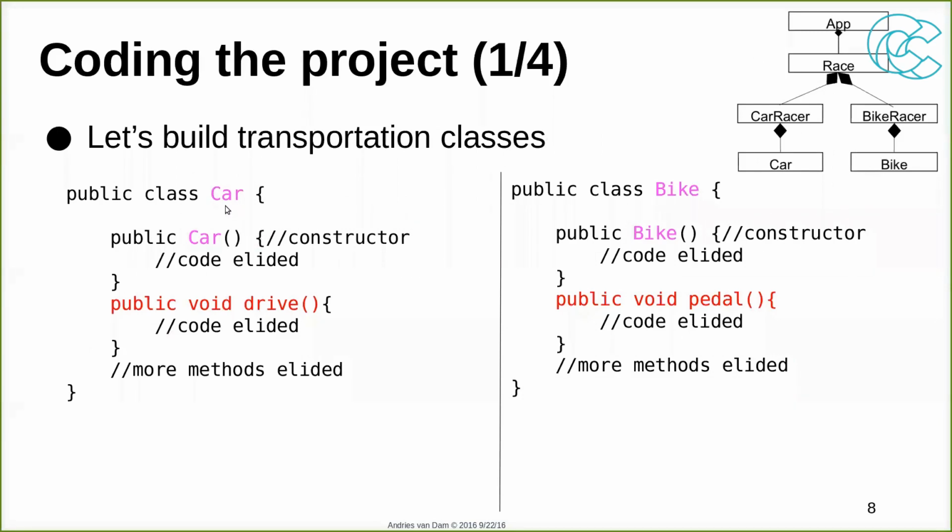One is the car class. This of course has a car constructor and then the drive method. The bike class has the bike constructor, and then the pedal method, right? There can be more methods, but for now we can just focus on these two methods.